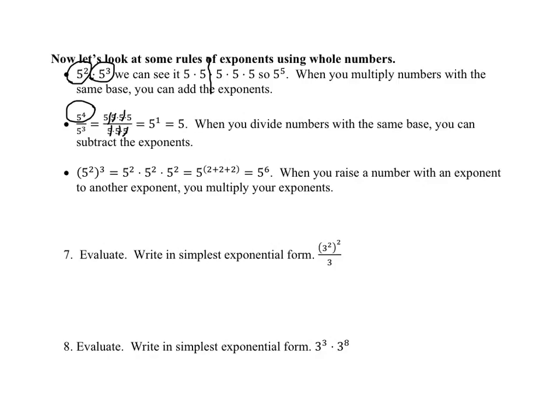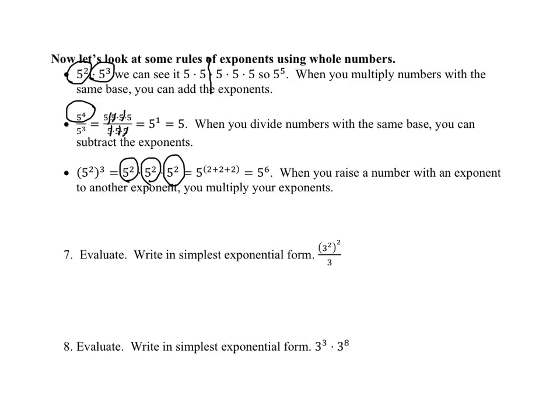Now let's look at raising a power to a power. It seems a little confusing, but it really isn't. This really means, in a nutshell, 5 squared times 5 squared times 5 squared. And what do you do when you have the same base? You add your exponents, so we'll get 5 to the sixth. But instead of having to do that time after time, you can raise the power to a power and multiply your exponents. So let's look at a couple of examples.